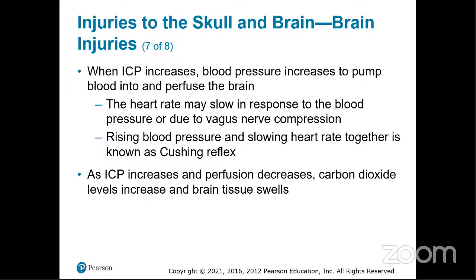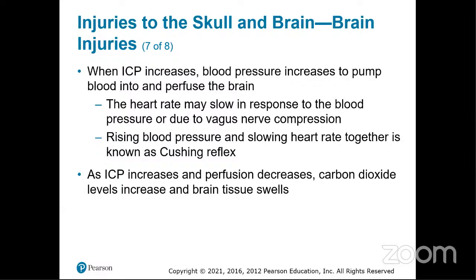When ICP increases, the blood pressure increases to pump blood into and perfuse the brain. So the brain is saying, I'm not getting oxygen, I'm not getting blood. So what's the body's response? We're going to send more and we're going to pump more. What does that do to the pressure in the brain? It increases. Once it gets to a certain rate, though, the heart rate may slow down.